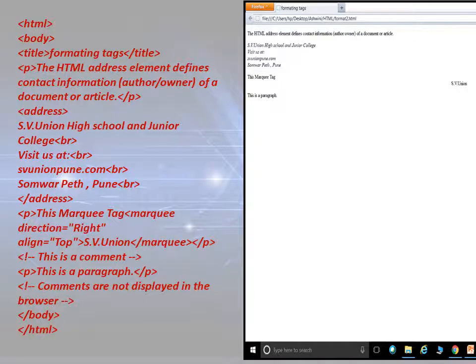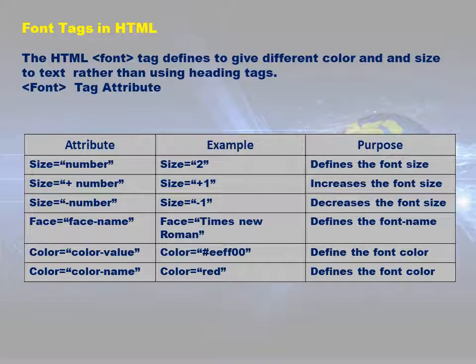Now there is a font tag in HTML. Different fonts are available in each application on the computer, like Word and Excel. Like that, some fonts we can also use in HTML. To use that we have the font tag. The HTML font tag is used to give different colors and sizes to the text rather than using head tags.